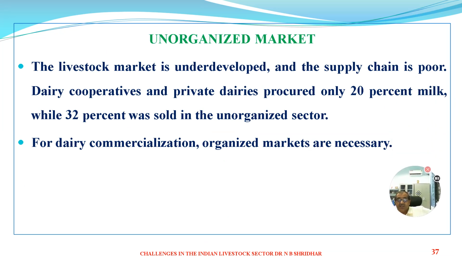The Indian dairy system is a highly unorganized market system because the supply and demand chain do not have any links. Nowadays, dairy cooperative societies and private dairies procure only 20% of the total milk produced, whether it is KMF in Karnataka or Amul in Gujarat and many more state-owned cooperative milk societies. They hold only 20% of the milk, while 32% is sold in the unorganized sector or market.